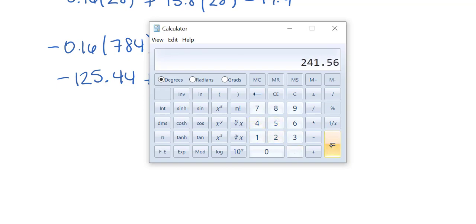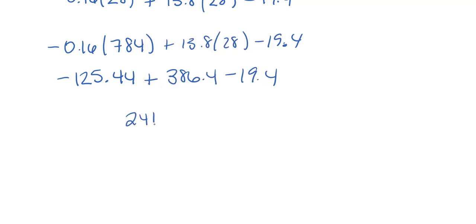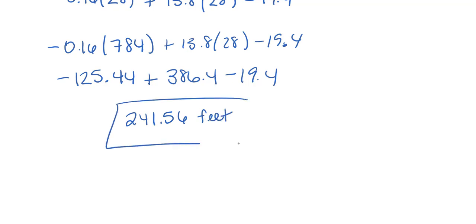And so what do we get? We get 241.56, and this is in feet. So this is how far the ball would go if it was at an angle of 28 degrees.